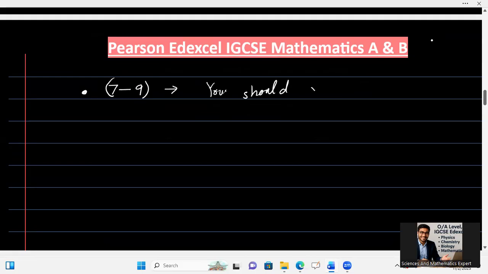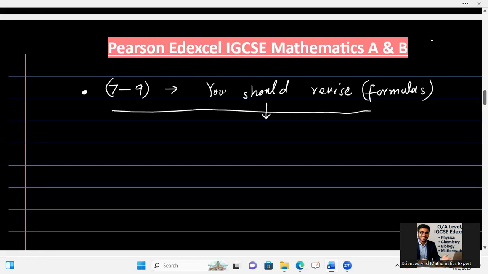You should revise formulas and do the past paper questions where you are mostly stuck. If you need a quick revision of some topic, then I suggest you go through your mathematics work done in your school times. And best of luck for your exams.